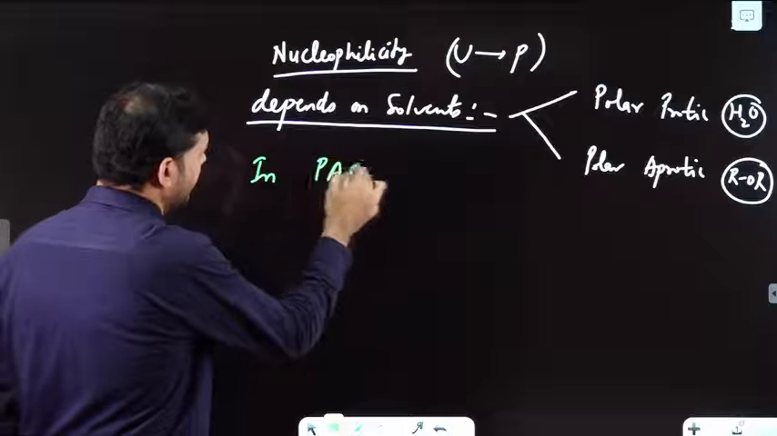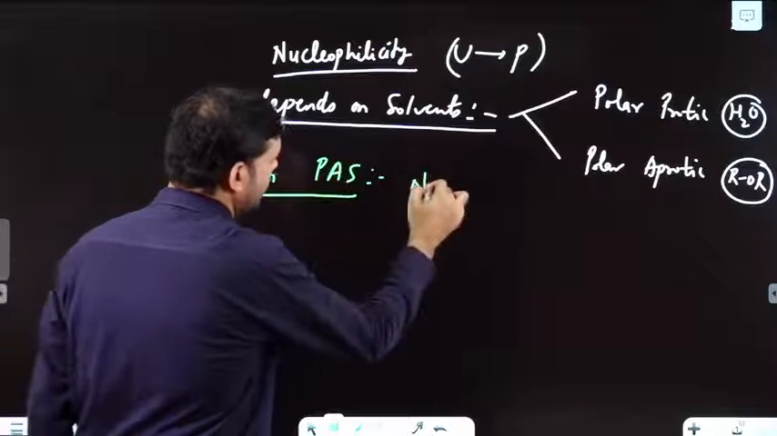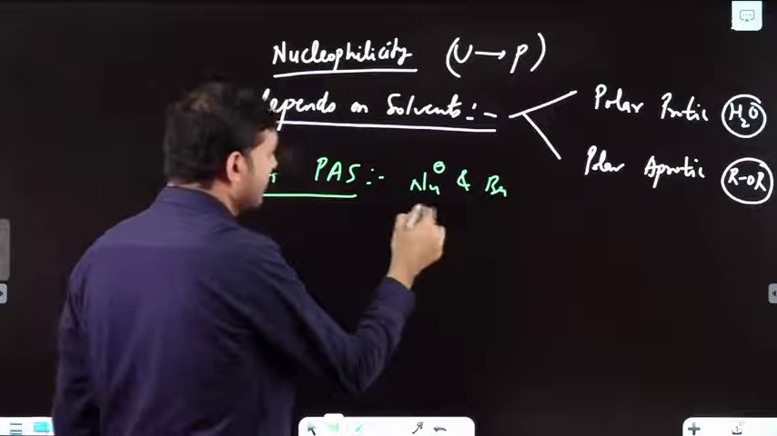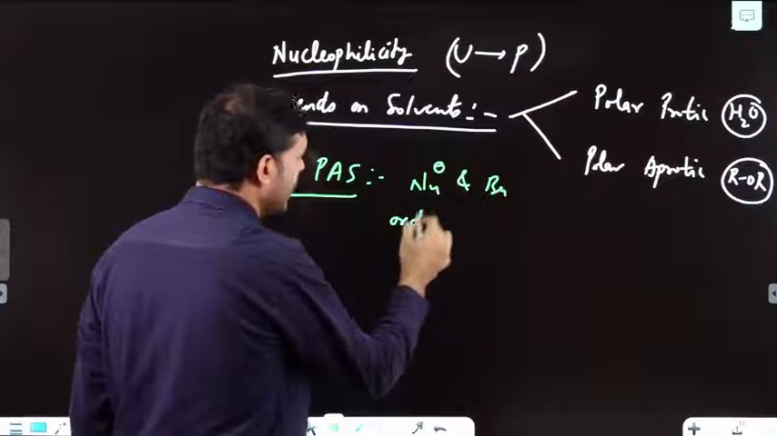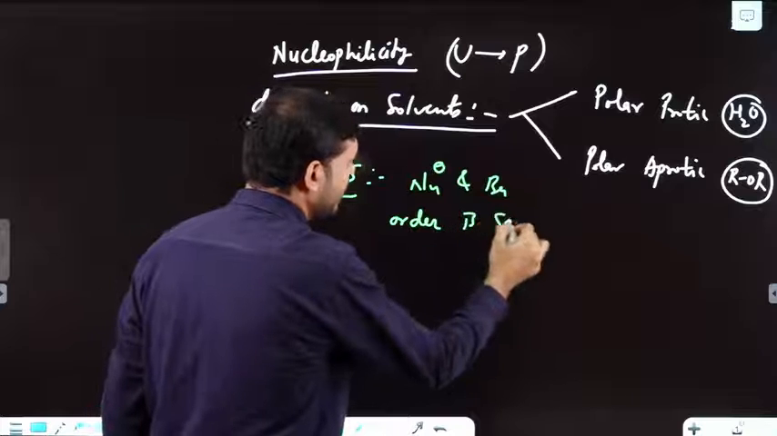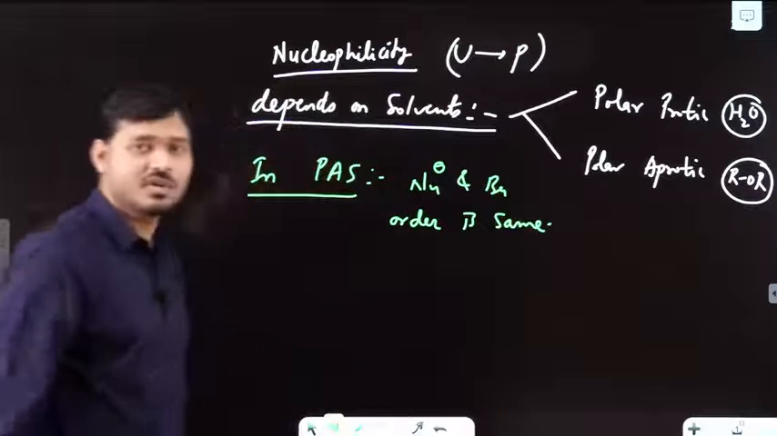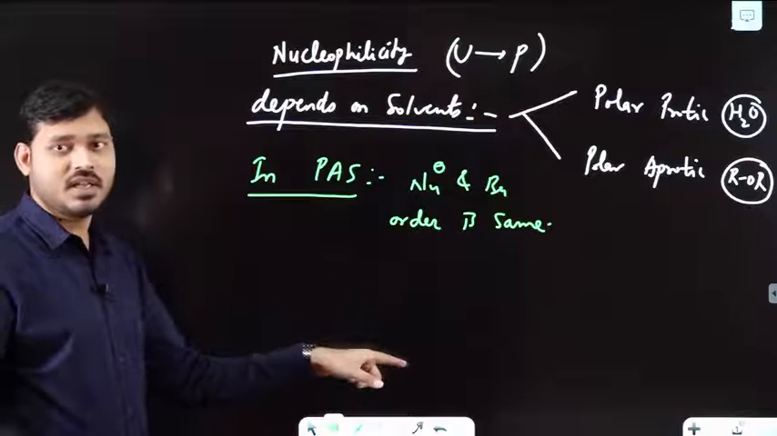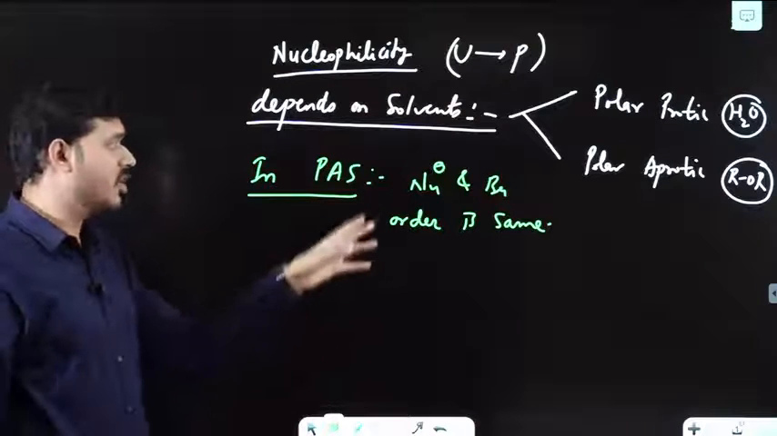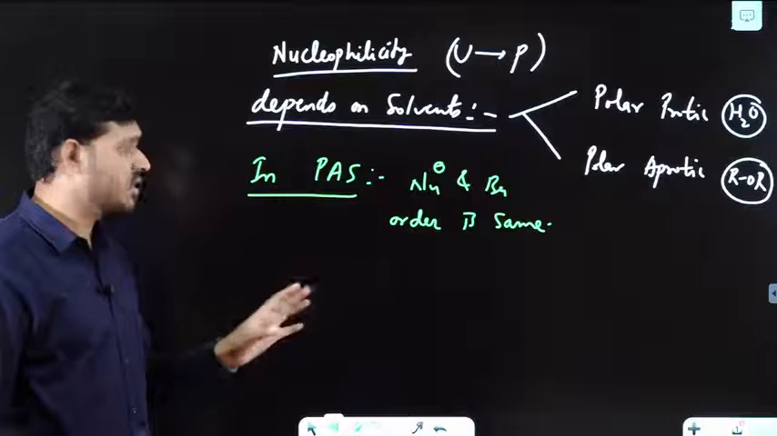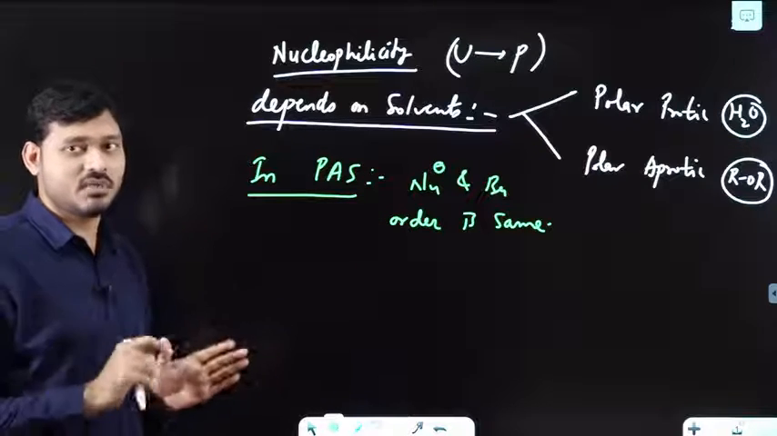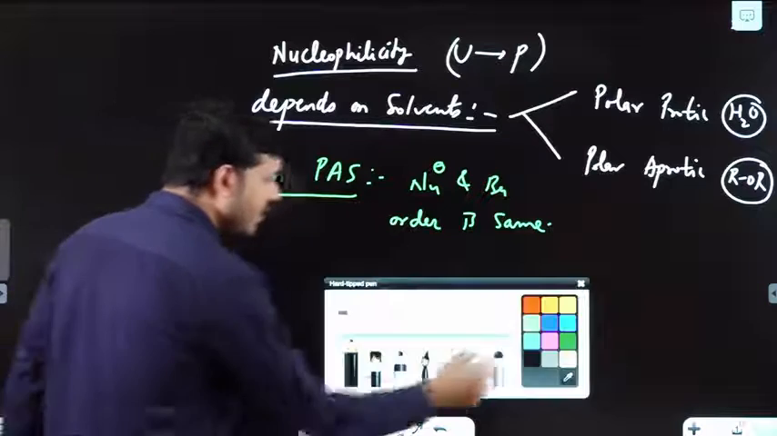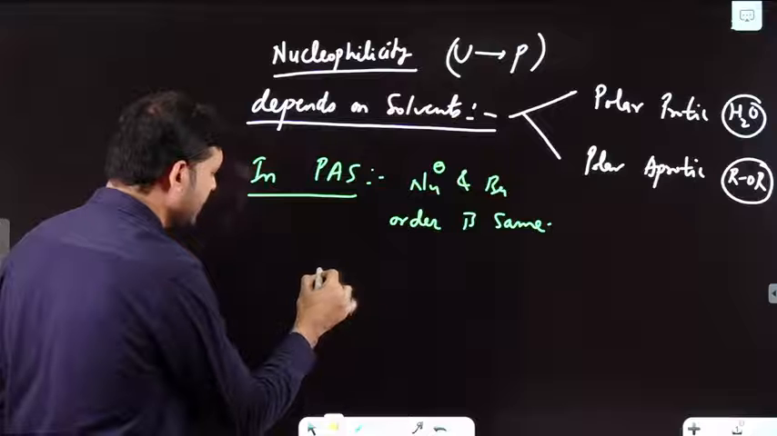In polar aprotic solvent, nucleophilicity and basicity go side by side. Nucleophilicity and basicity order is the same. As I discussed about basicity in the last questions, similar will be the order of nucleophilicity, because it is a polar aprotic solvent. Now why this happens, I'm giving you one simple example so you can understand.